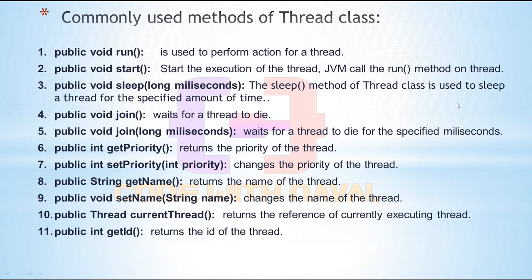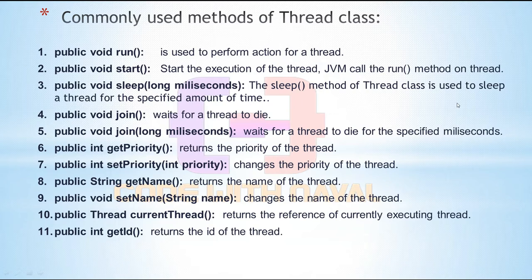Then we have getPriority. This method simply returns the priority. Priority ranges from 1 to 10, that is min, max, or median. Then we have setPriority. We can set a priority from 1 to 10, where 1 is the min and 10 is the max. Then we have getName. Every thread has a name, and we can get that thread name by using the getName method. Then we have setName. By using the setName method, we can change any thread's name.